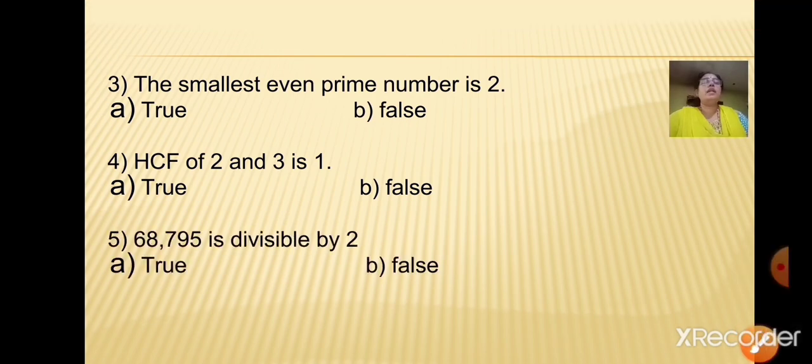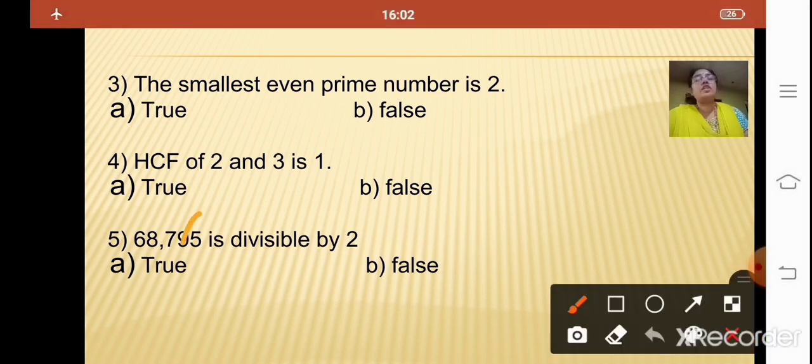Coming to the fifth one, 68,795 is divisible by 2. According to the test of divisibility, a number is divisible by 2 only if the number in the ones place is 0, 2, 4, 6 or 8. Here in the ones place the number is 5. So it is divisible by 5 and not by 2. So your statement is false.